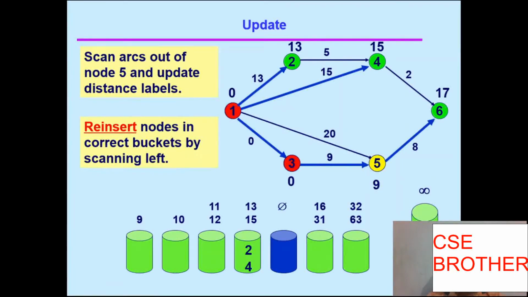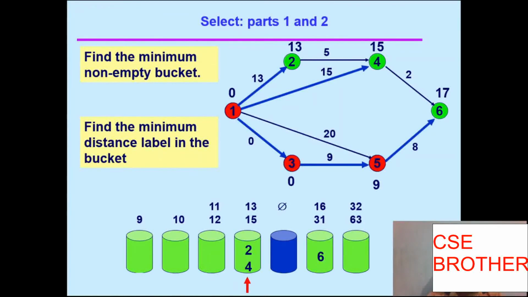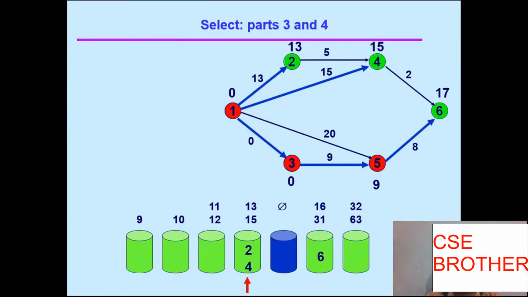Now we have to reinsert the node in the correct bucket by scanning from left. 6th node is removed from the infinity bucket and kept in the bucket ranging from 16 to 31. The work of the 5th node is completed. Now we have to find the minimum non-empty bucket. So first one is empty, second one is empty, third one is empty, but the fourth one is non-empty. And we have to find the minimum distance label in the bucket.